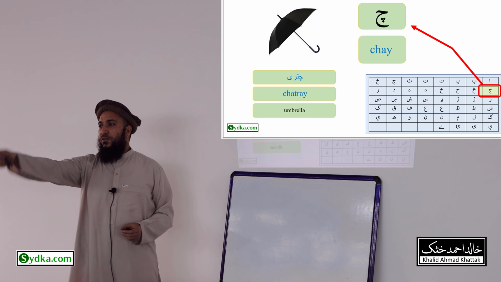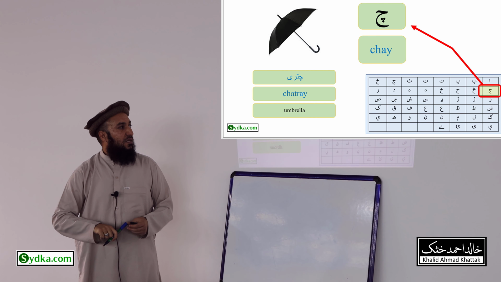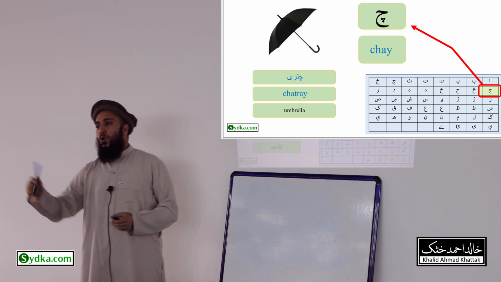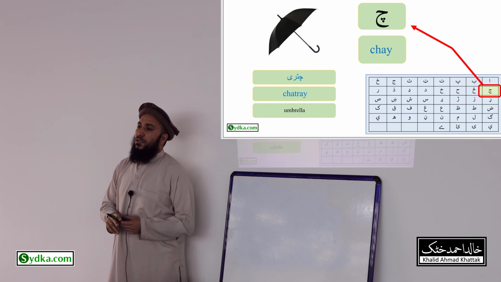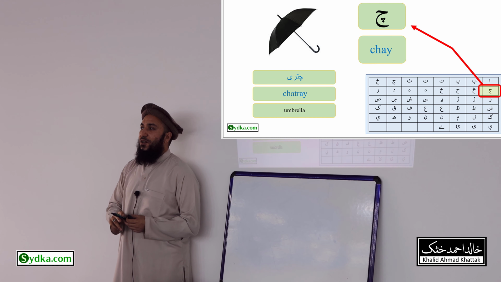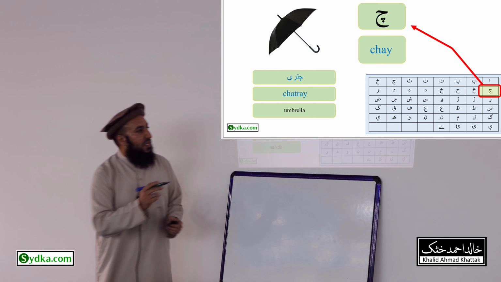Don't say it until asked, okay? Chatre, yes. Chatre is a standard or local dialect accent? Local. What's the standard? Chatra. The only difference is this one.